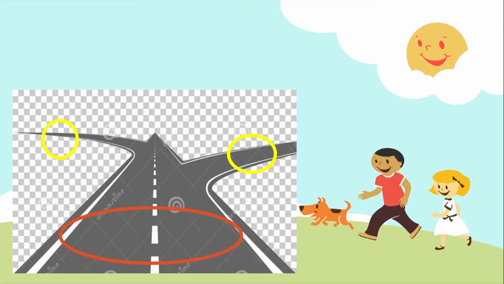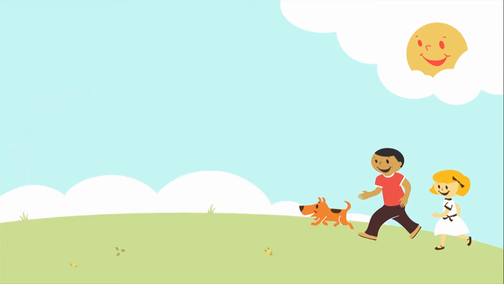If you said that one is a main road and the other two are side roads, you are correct. And I want you to keep that word main in your mind. That main road is necessary before we can actually get to choose which side road we want to go on. Let's look at another picture.